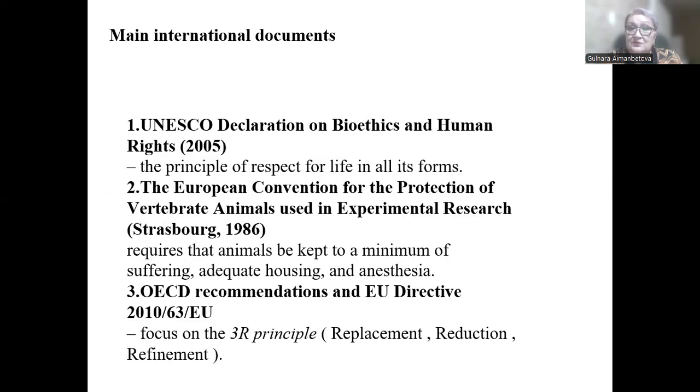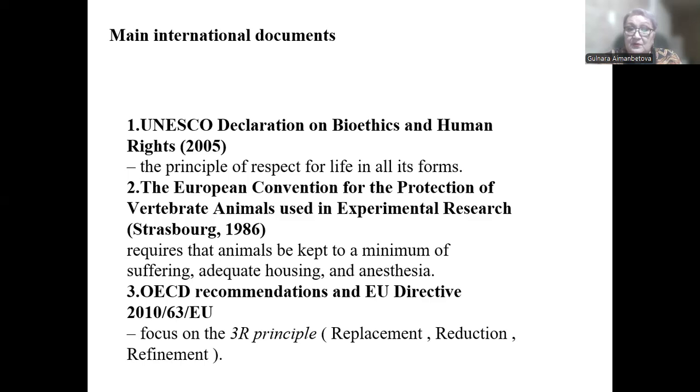Main international documents. First, the UNESCO Declaration on Bioethics and Human Rights, 2005, the principle of respect for life in all its forms. Second, the European Convention for the Protection of Vertebrate Animals Used in Experimental Research, Strasbourg, 1986, requires that animals be kept to a minimum of suffering, with adequate housing and anesthesia.